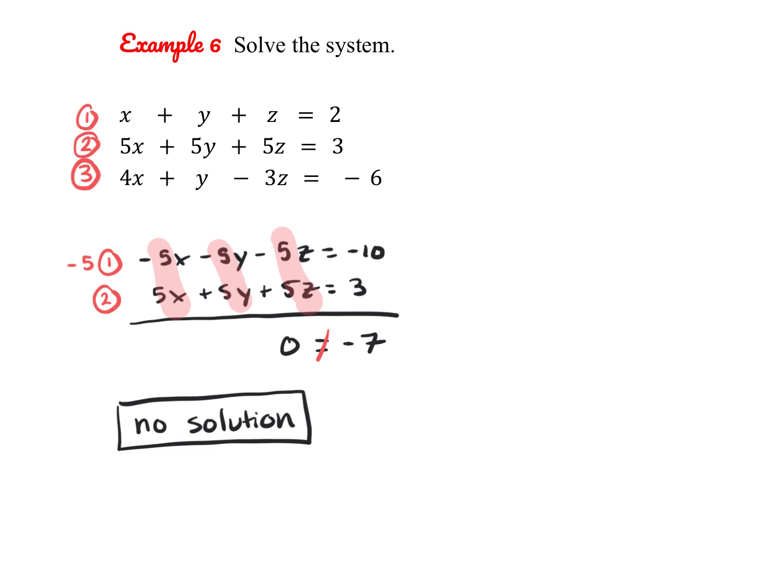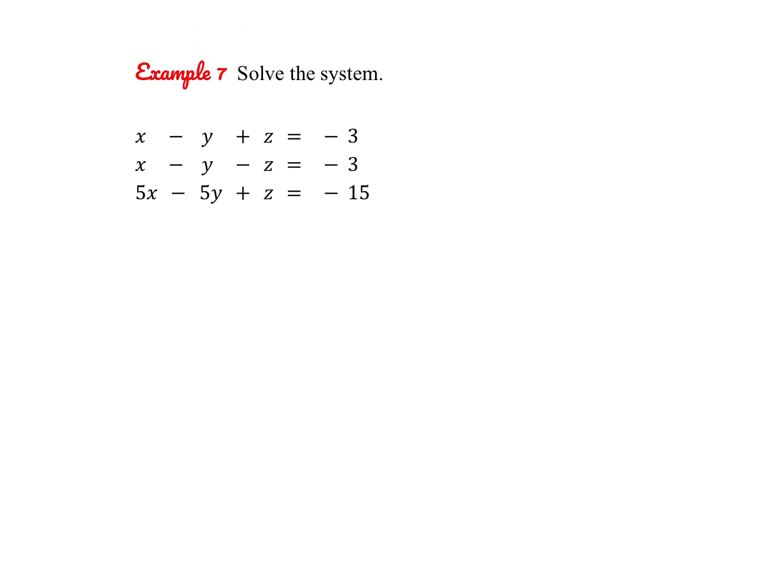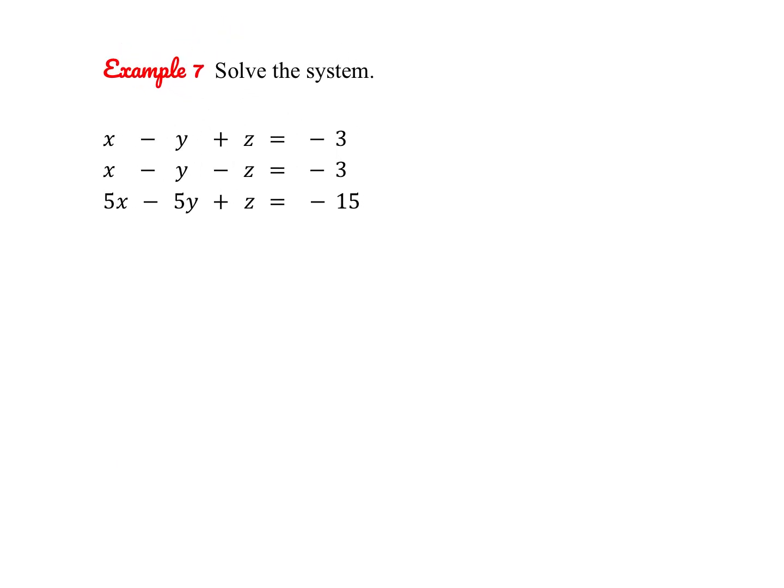All right, let's try one more together. So I am going to start by numbering my equations again. And then here, I see a pretty nice setup with the z's. Let's see if we can eliminate our z's twice. So we can start just by using equations 1 and 2. They are already opposites, which is really nice.